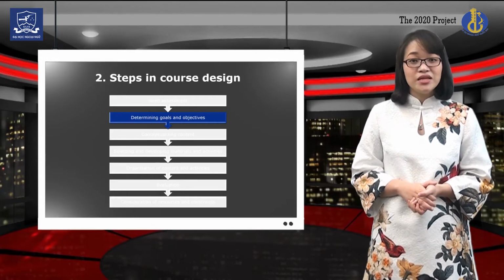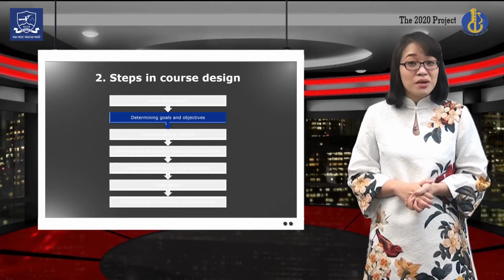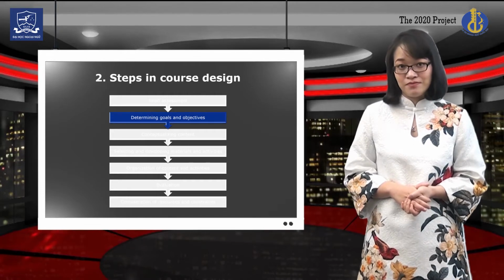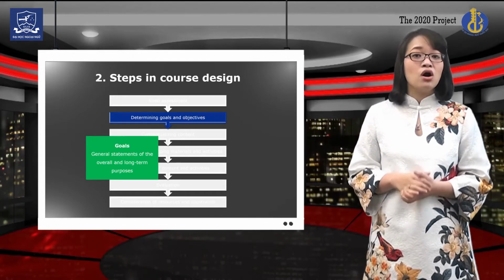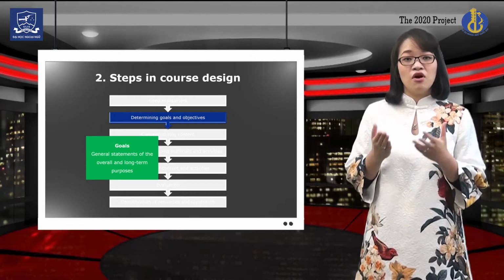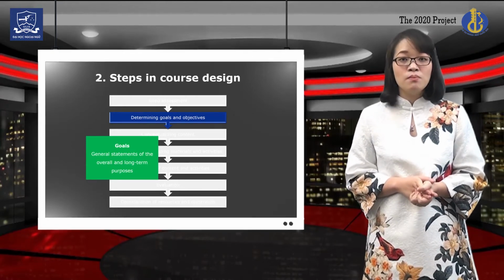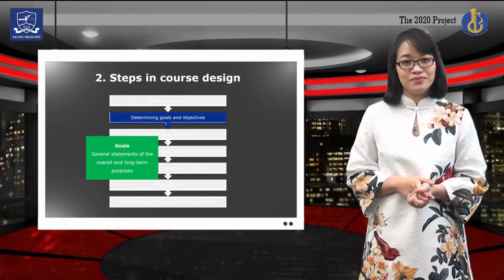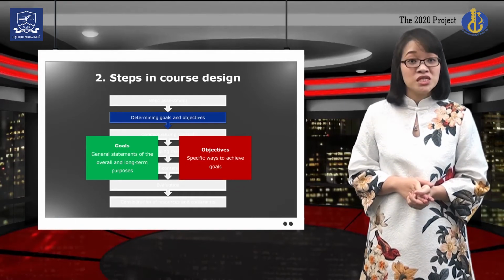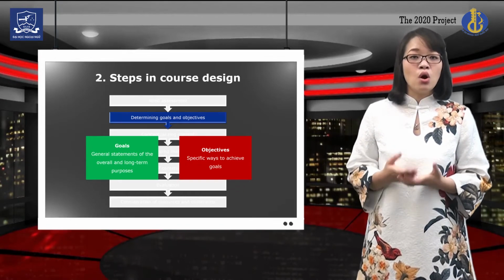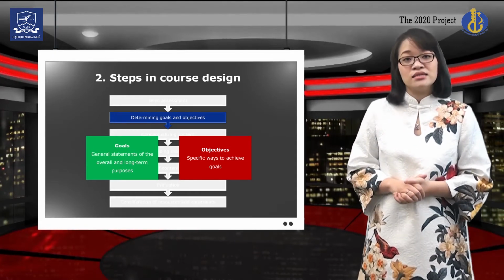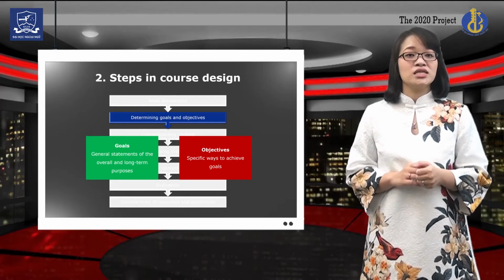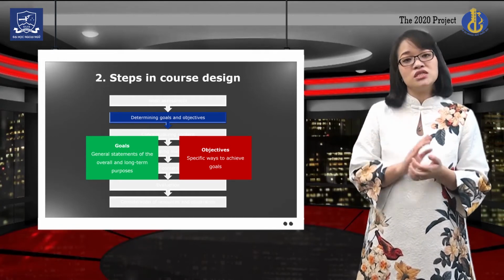The second step in course design is determining goals and objectives. Goals, according to Graves 1996, are general statements of the overall and long-term purposes of the course. Objectives are specific ways in which the goals will be achieved. In other words, while the goal is the course destination, objectives are guiding points towards the destination.